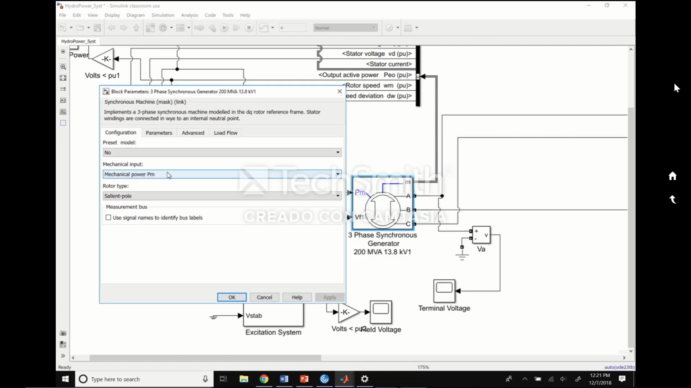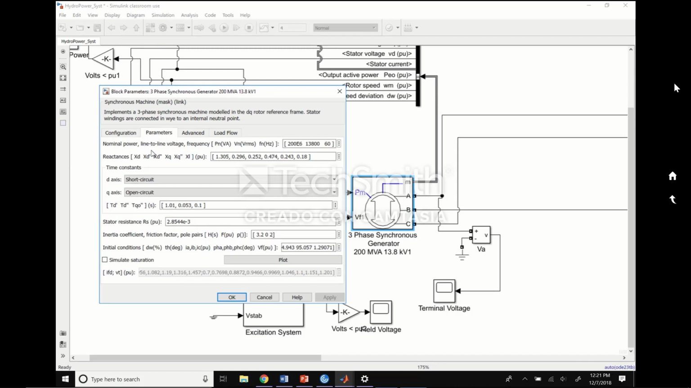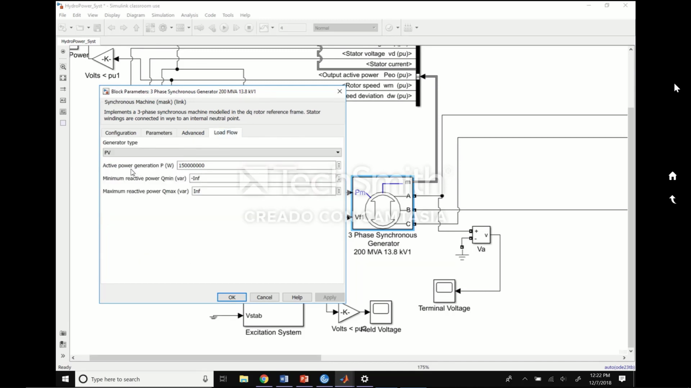So when you open it, this is the initial configuration. We have our mechanical input set to power. You could also do speed or the rotational torque. Salient pole for hydroelectric generators. These are some of the specs. This is where we set the initial parameters, and the reactances, resistances, and initial conditions here are all affected by the GUI, so we don't have to touch it too much. And then in the load flow, we have an active power generation of 150 megawatts, and this helps the GUI to set the initialization for the power load.